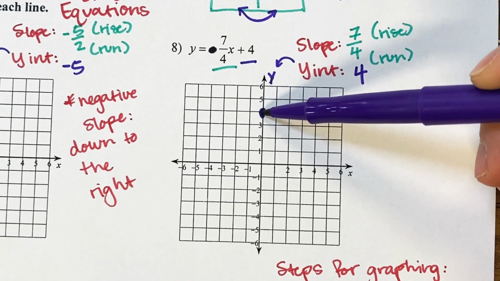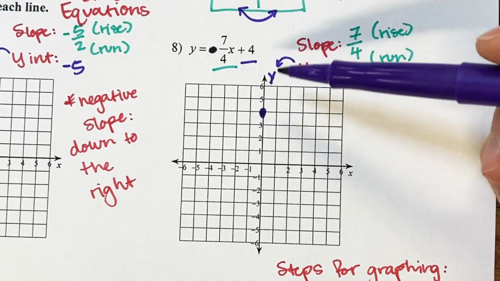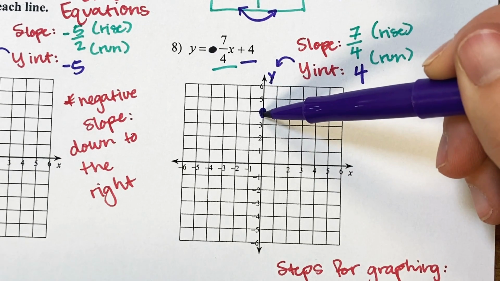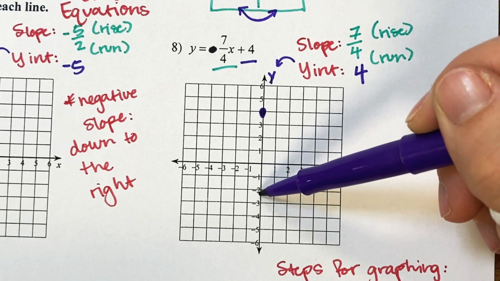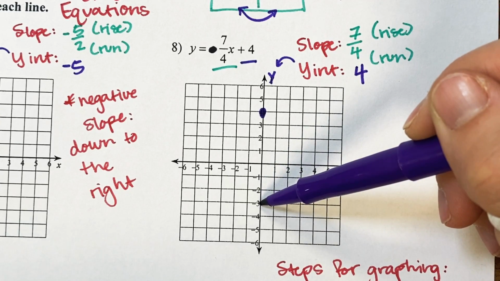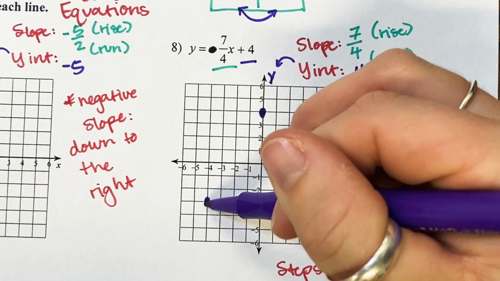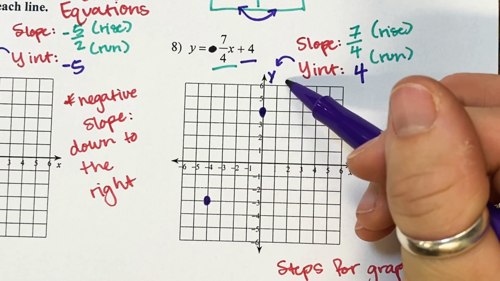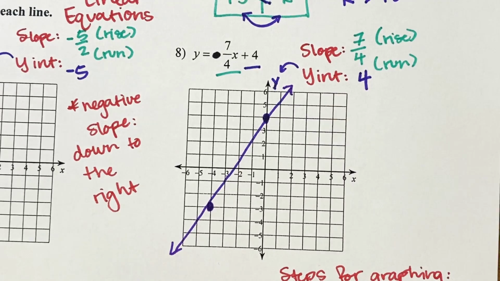But oh no, again, if we were trying to go up 7, we'd go off the graph. That's okay. Let's go backwards 7. Let's go down 7. 1, 2, 3, 4, 5, 6, and 7. And now, in order to make sure my line is going up and to the right, we go backwards 4. 1, 2, 3, and 4. Because my slope was positive, my line has to go up and to the right.